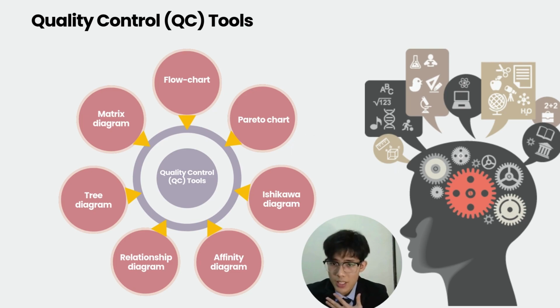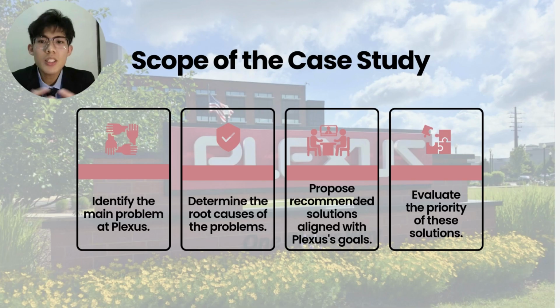In our study, we also utilized the 7 new QC tools, which include tree diagrams, Ishikawa diagrams, affinity diagrams, interrelationship diagrams, and lastly, matrix diagram, to provide advanced techniques for problem solving and decision making. This case study delves into the utilization of the 7 new QC tools at Plexus Corporation. These tools are crucial for overseeing operations and fostering continuous process enhancement.